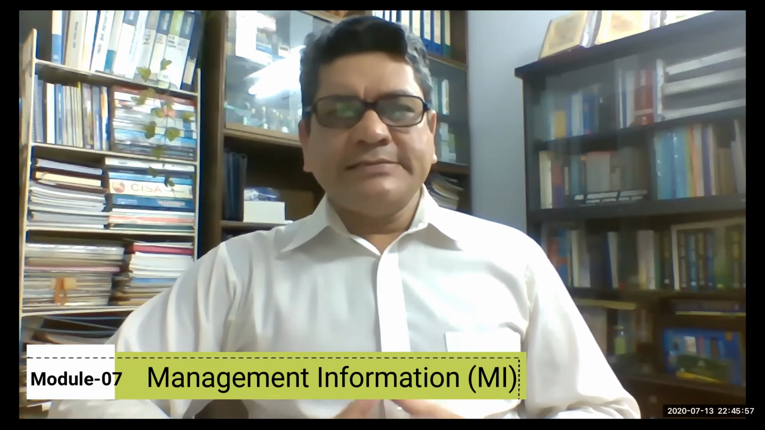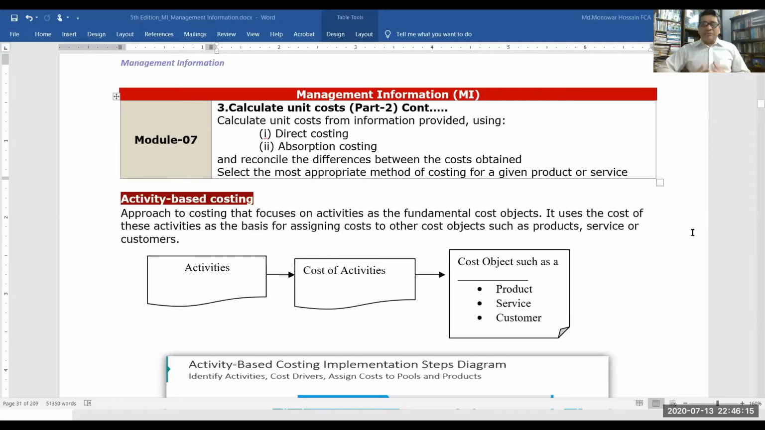We are going to discuss management information. Management information is the domain of calculating unit cost. We are in Module 7. Today we'll discuss activity-based costing.